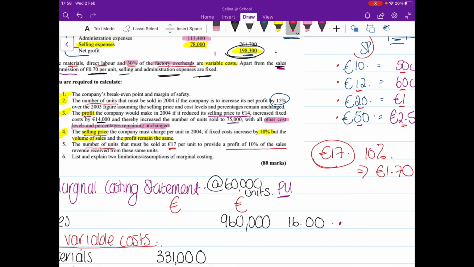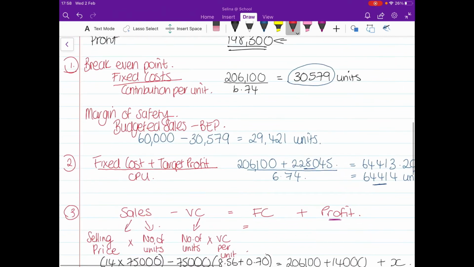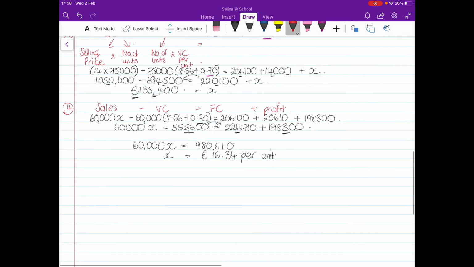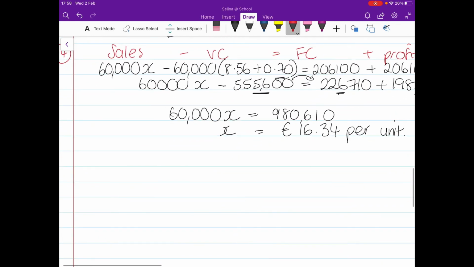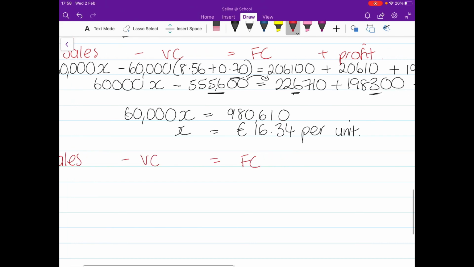Okay, so we're going back to the formula again. This formula never fails. We're going to part 5. So write out your formula again: sales minus your variable cost will be equal to your fixed cost plus your profit.